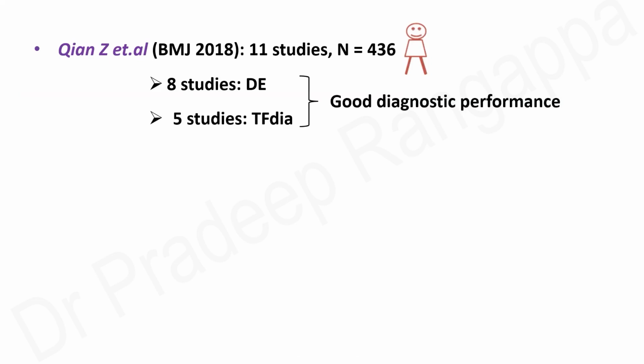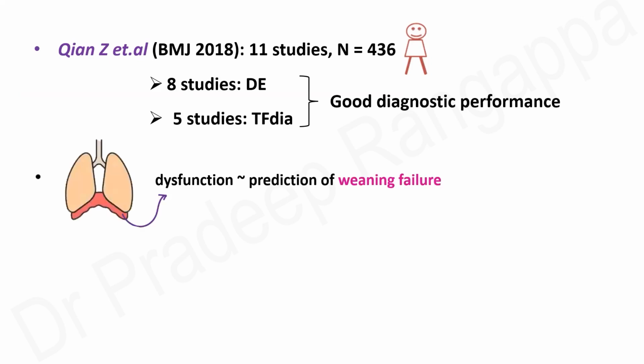So where are all these numbers derived from? It's derived from this particular study by Kwan Z et al., which came in BMJ. This was a meta-analysis of 11 studies, including 436 patients. There were 8 studies which looked at diaphragmatic excursion, and 5 studies which looked at thickening fraction of the diaphragm, and both of them were found to have a good diagnostic performance in ascertaining a good weaning. And diaphragmatic dysfunction was concluded to be a good predictor of weaning failure.